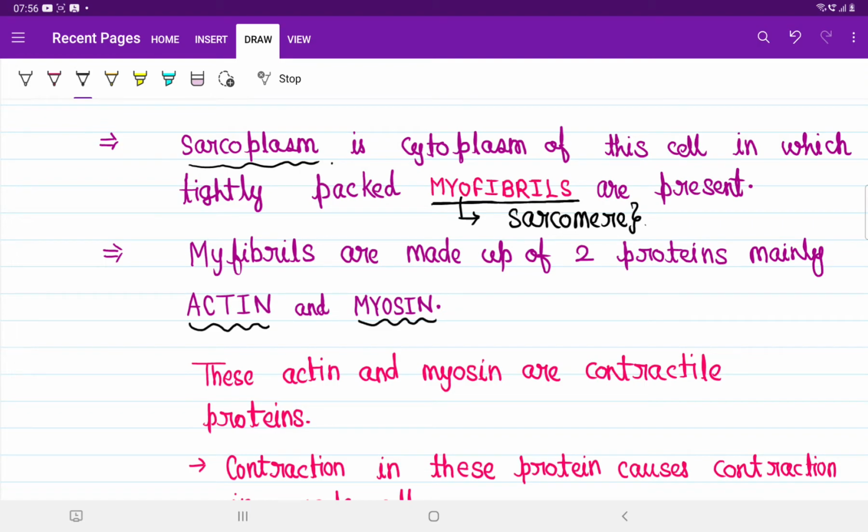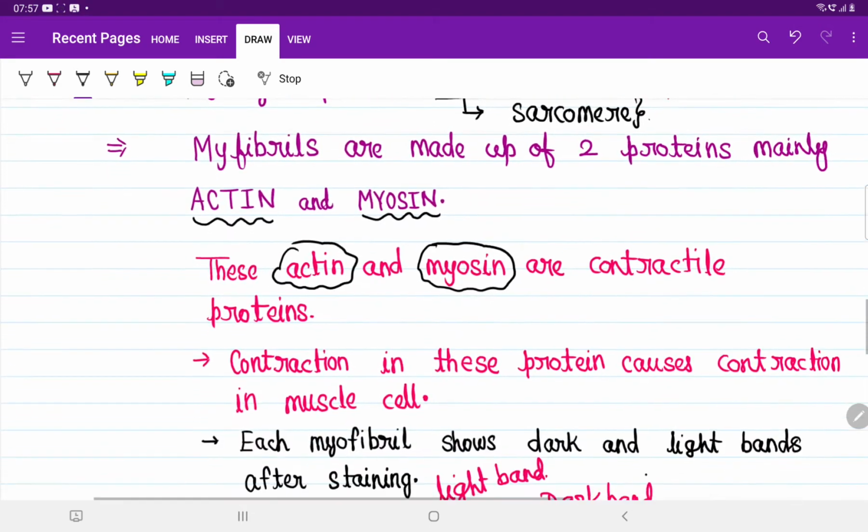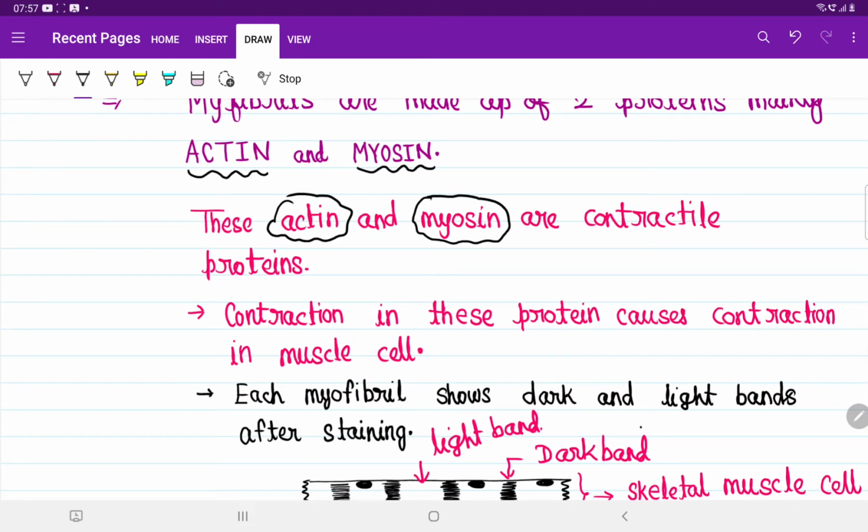So contraction and relaxation consistently occur in all kinds of muscle cell. In the skeletal muscle cell also it occurs, and for that these two proteins are very important. One protein is actin, another protein is myosin. Okay. So when these two proteins contract, the myofibril will contract. When all myofibrils contract, the muscle cell will contract. When all muscle cells contract, the muscle will also contract.